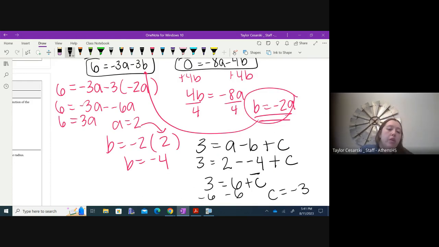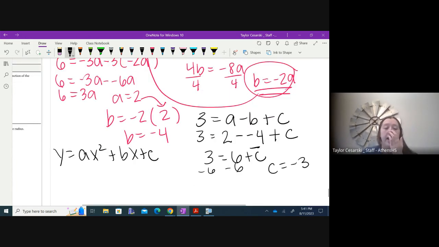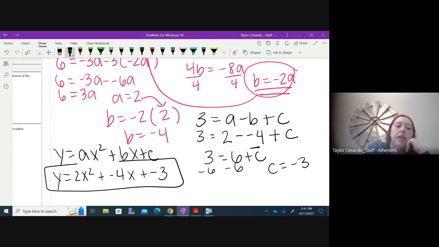Now, we don't want to lose sight of what it asked us to do. It said write the equation in standard form. So ax squared plus bx plus c. Okay, a is 2, b is negative 4, and c is negative 3. You don't need those pluses in there, but it's just a habit. Okay, so that is my equation of my parabola.